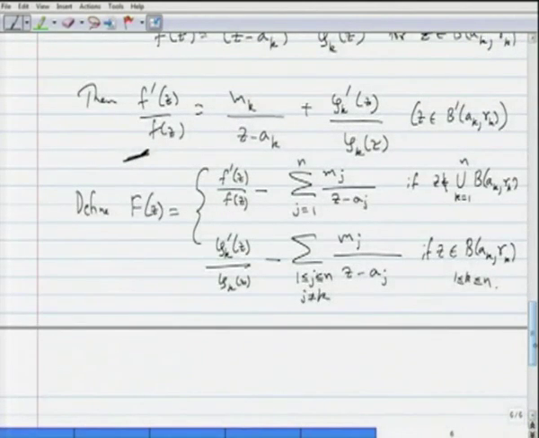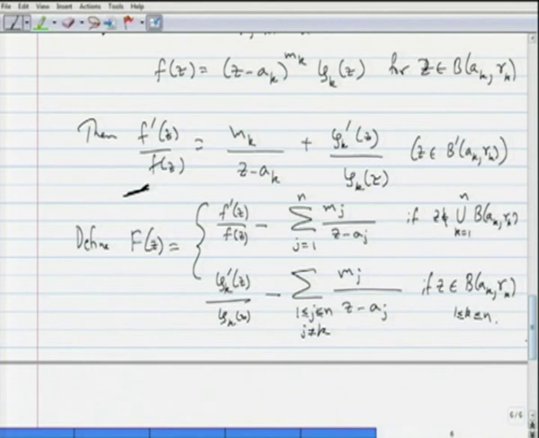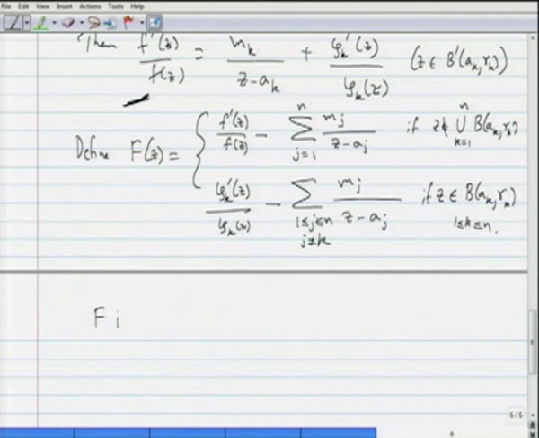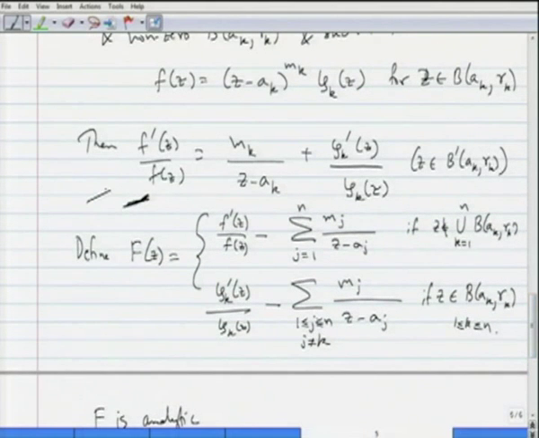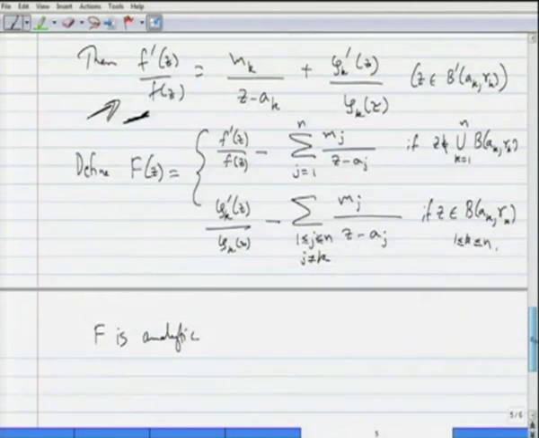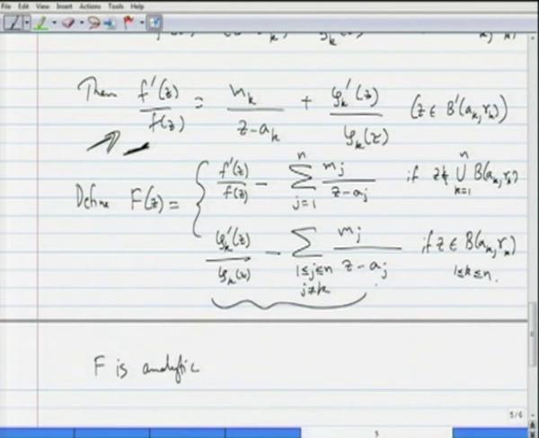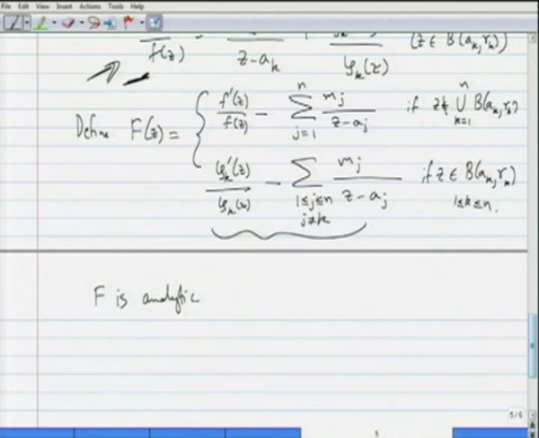So, by doing so, we are making the definition of capital F continuous on the boundary of these disks B(a_k, r_k). So, the definitions match up, and hence this function capital F, you could say by identity theorem, is analytic. The definition of capital F on the boundary of any B(a_k, r_k) agrees with this function here. And inside B(a_k, r_k), this is analytic, and outside of the union of B(a_k, r_k), this other portion of capital F is analytic. So, F is analytic.